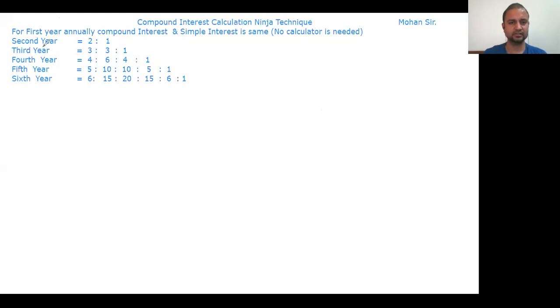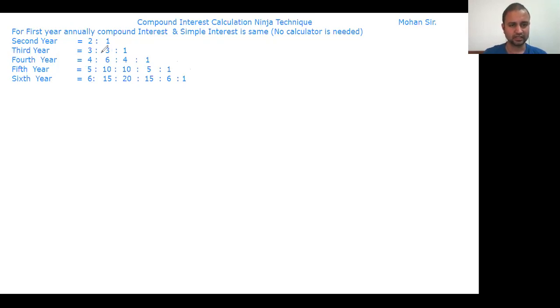For the second year, compound interest and simple interest are a little different. For that, we can use this structure. For the second year, we use 2 first, then 1 at the last. Then for the third year, 3, fourth year 4, fifth year 5, and sixth year 6 at the start. And at the end, we always see 1, 1, 1, 1. This pattern we can easily remember. The first number is according to the number of the year, and the last is 1.